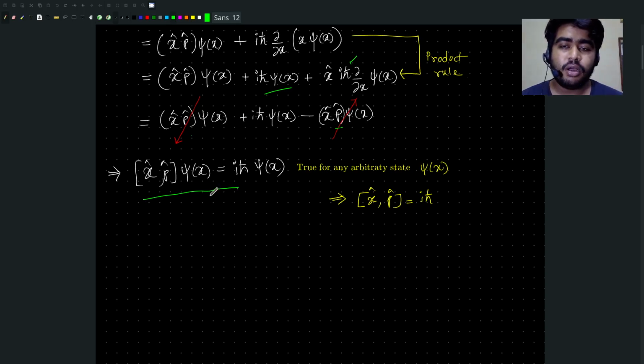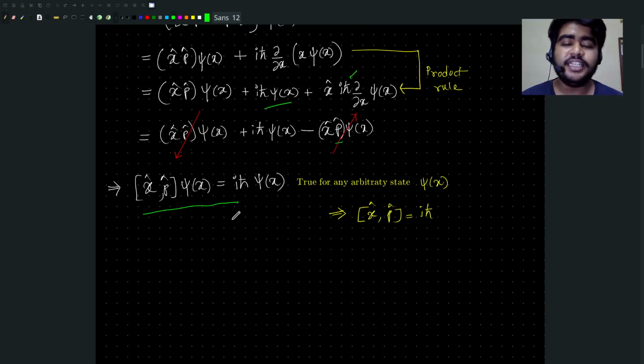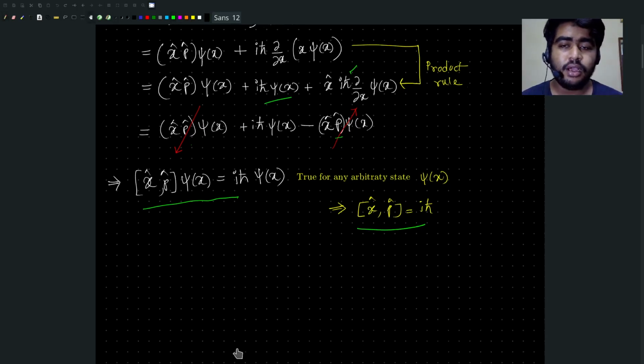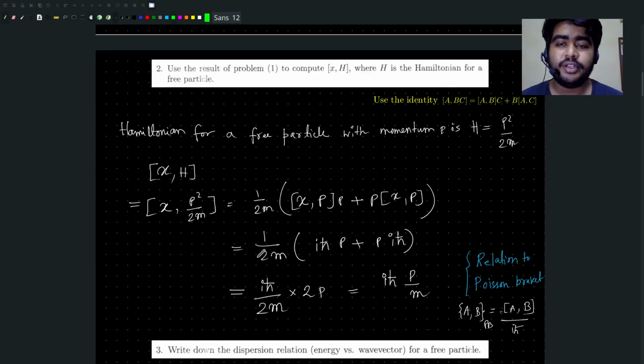Now in the beginning I assumed that psi(x) is any state. So if this relation is valid for any arbitrary state, then this is just an identity. So the operator [x, p] commutator is nothing but i h bar. Okay, so let's move on to the next one.